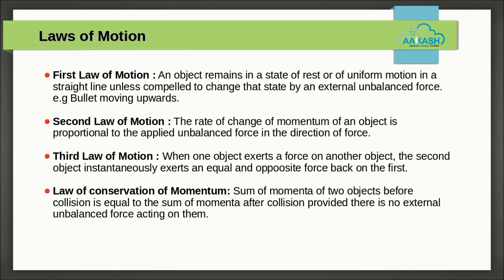First law of motion. An object remains in a state of rest or of uniform motion in a straight line unless compelled to change that state by an external unbalanced force. Example, bullet moving upwards. Second law of motion. The rate of change of momentum of an object is proportional to the applied unbalanced force in the direction of force.